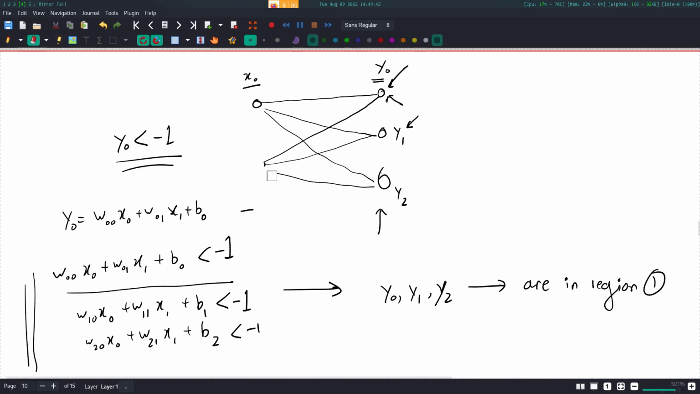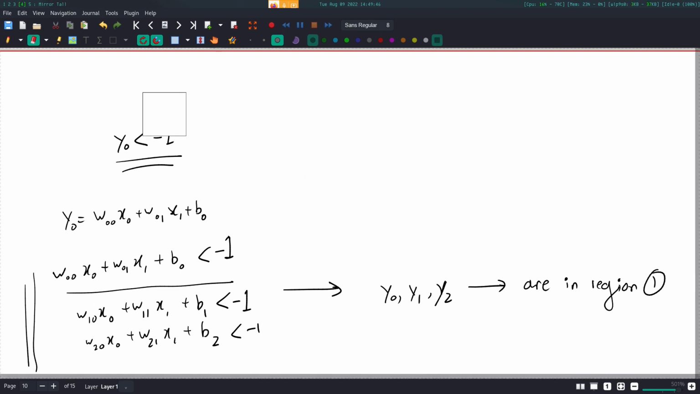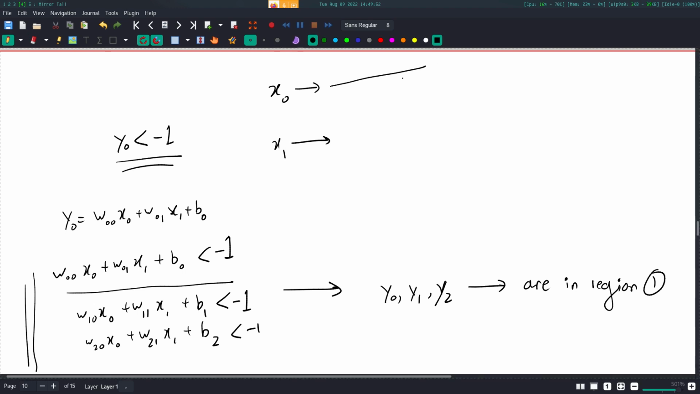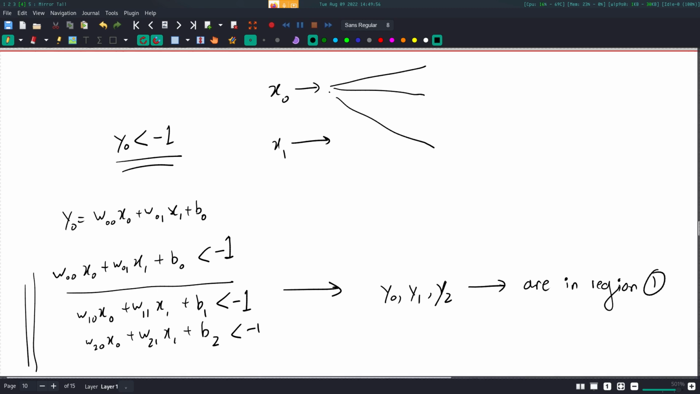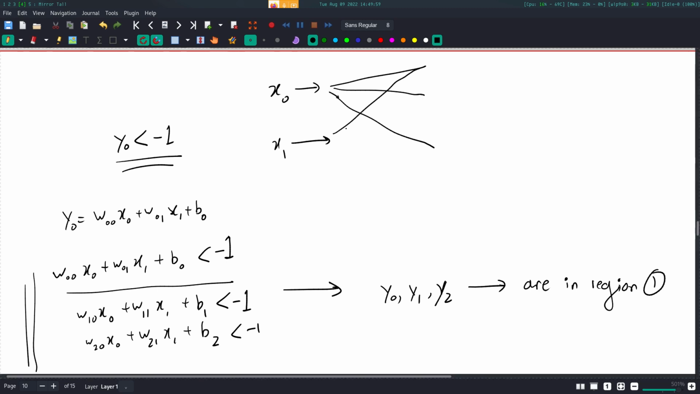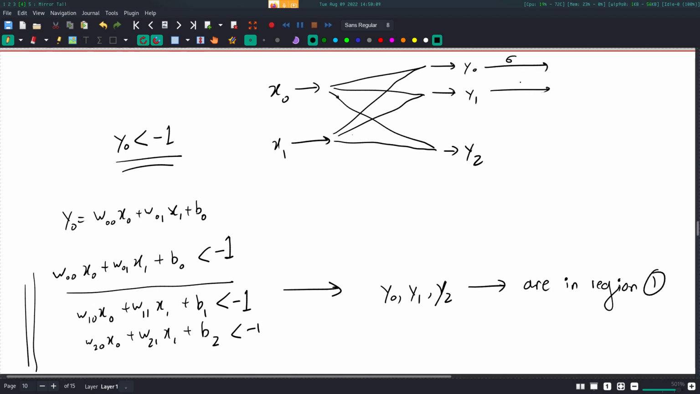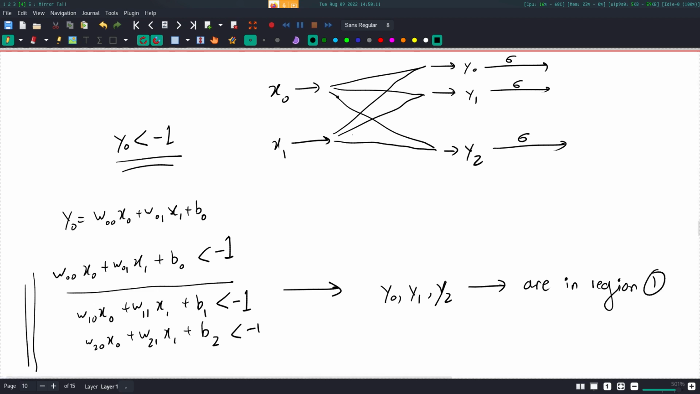Maybe I could write it even a little bit better than this. So we have x0 and x1 going into the network, and then we have the linear layer, right? That gives us y0, y1, y2, and then these are going through some activation function, right?